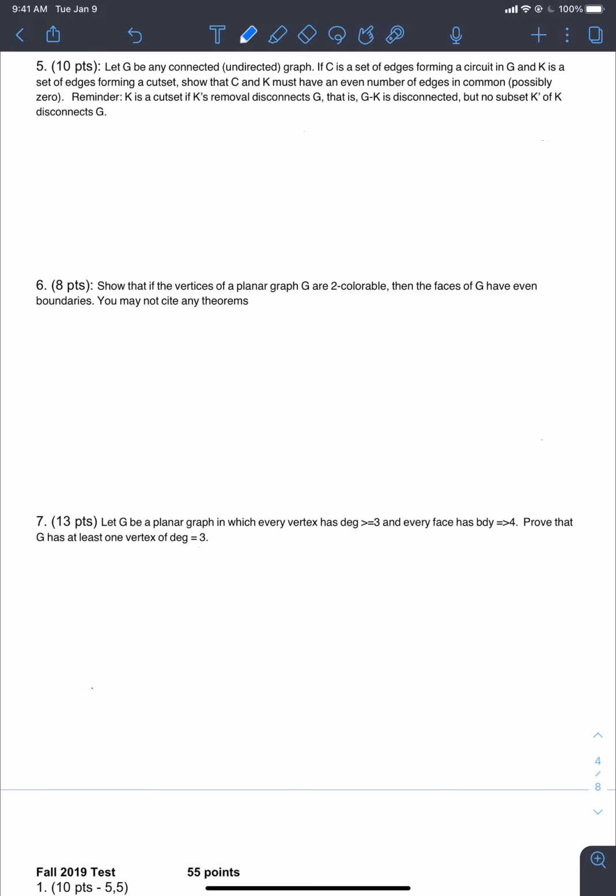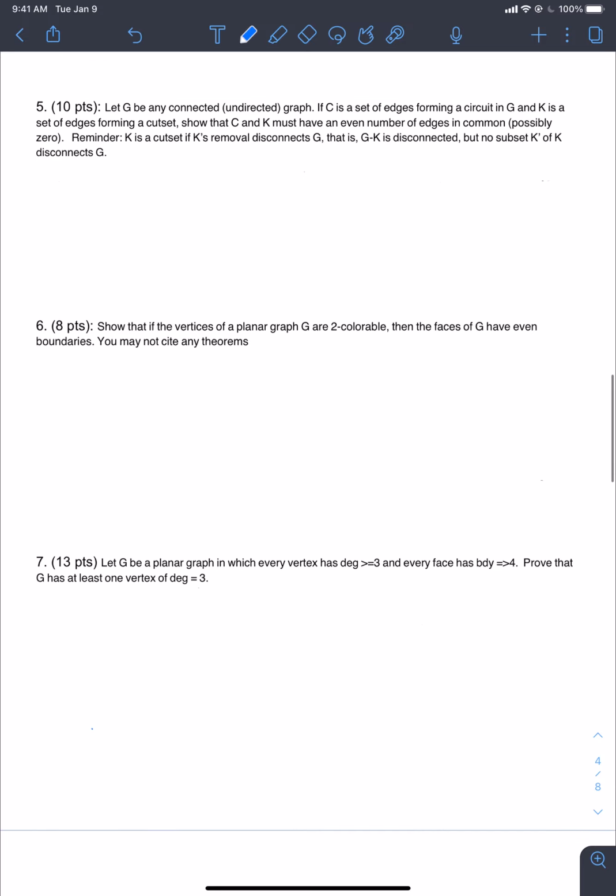So it is, let G be a planar graph in which every vertex has degree greater than or equal to 3, and every boundary has greater than or equal to 4. So we want to prove that there's at least one vertex of degree 3. Now we want to prove something with the degree equaling 3, so we don't want to use the degrees greater than or equal to 3 now. We're going to use the boundary instead. So basically, it's the exact same procedure as the previous problem. So boundary is greater than or equal to 4. So 4f is less than or equal to the sum of the boundaries, which is equal to 2m. So 2f is less than or equal to m.